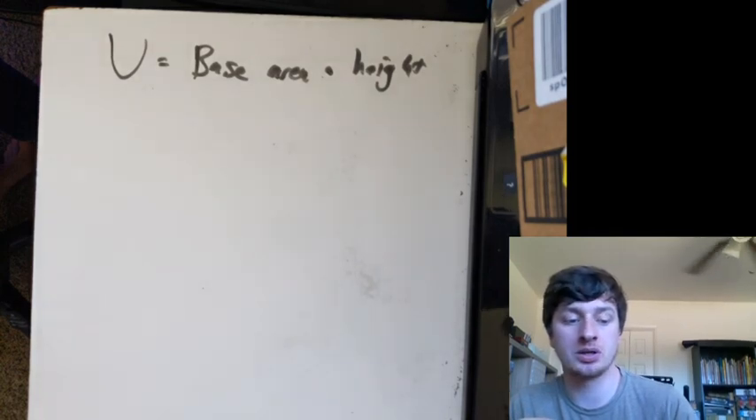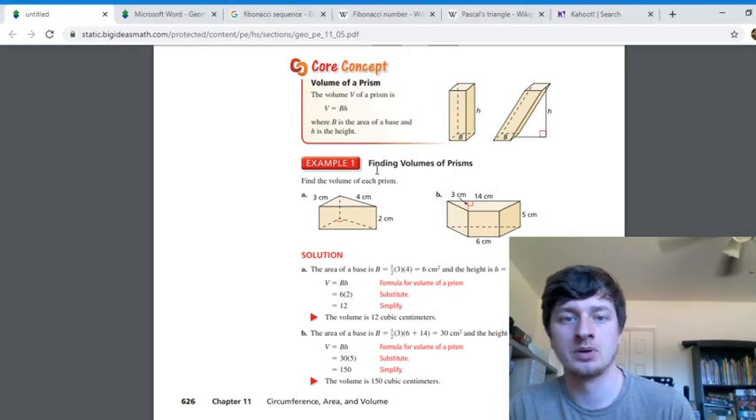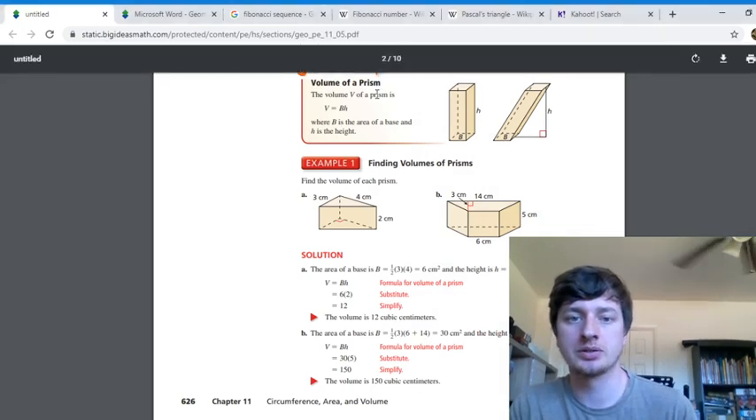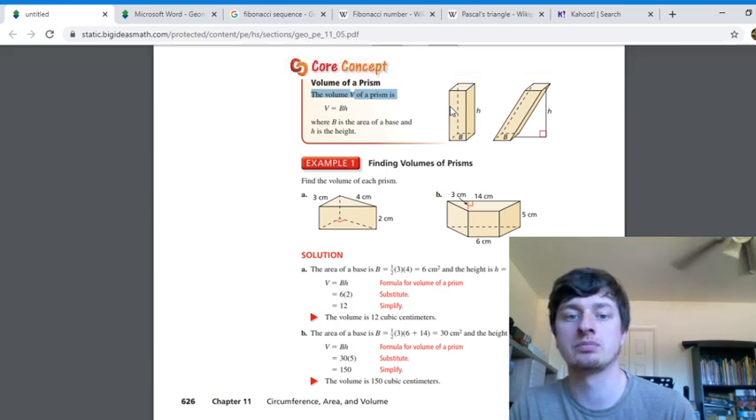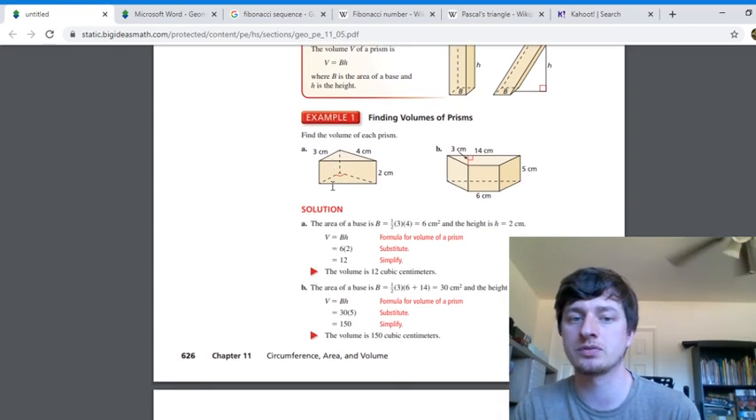So when we're looking at our prism right here, it has the same base and top. Right? So we'd find the area of this thing, and then we would find the height, and that would give us the volume combined. Okay? So we can do that here with this triangular prism. That's what we're going to do. We're going to do this first example.